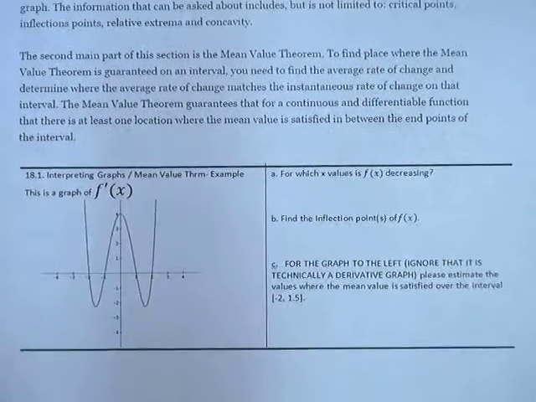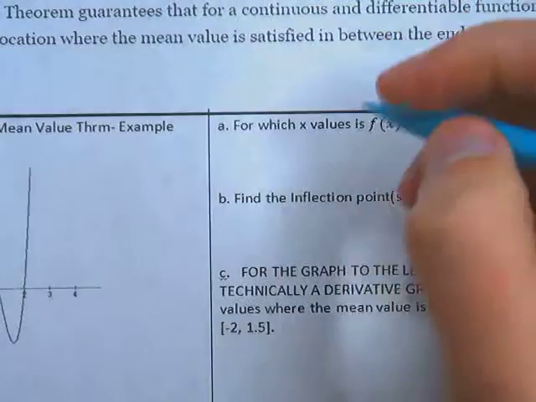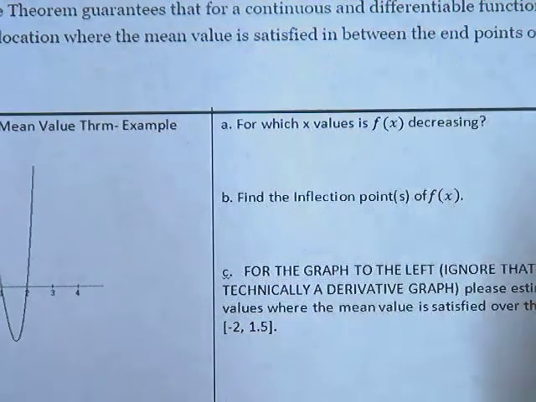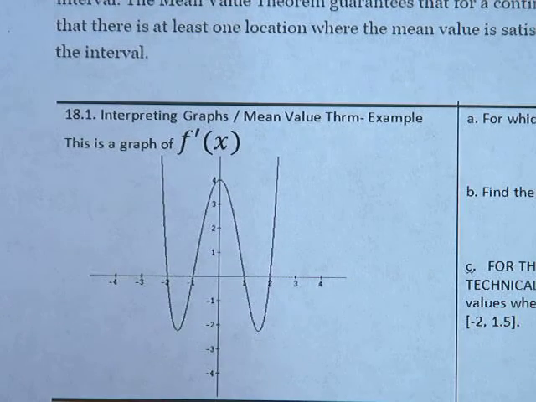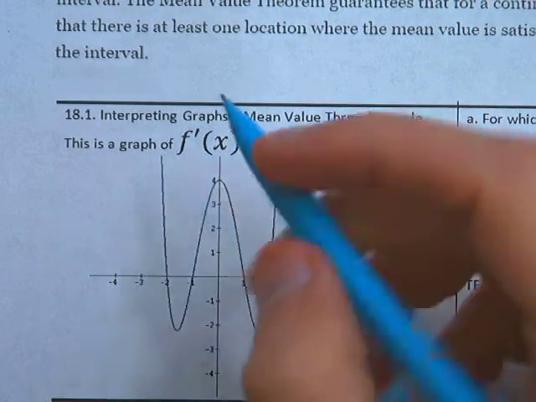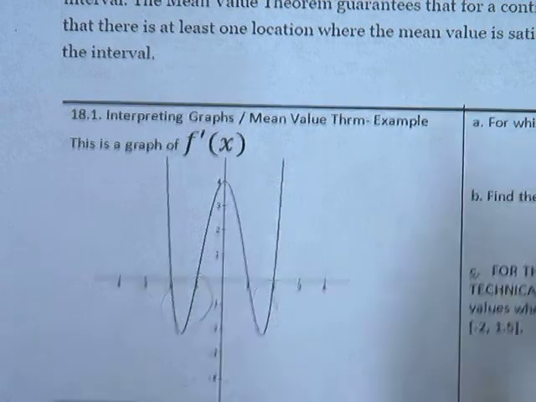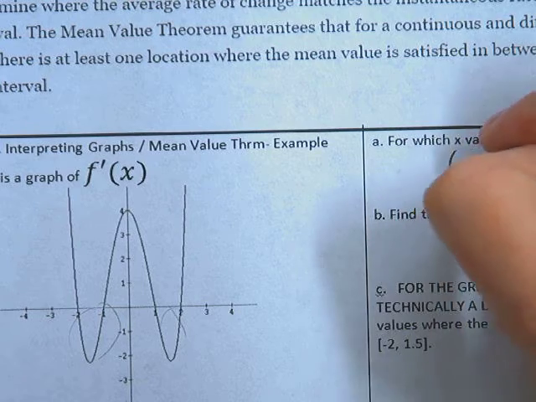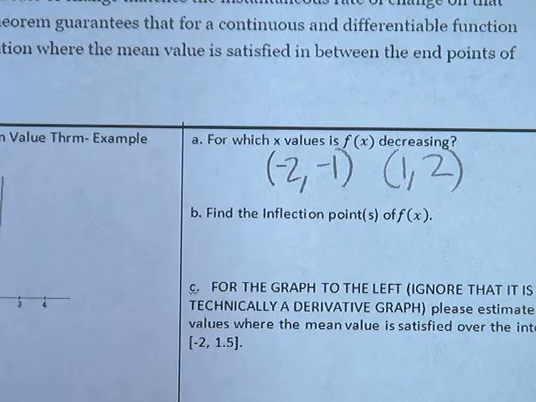Okay, so down to our example problem. Let's just jump straight in, and we'll just talk about where everything I'd asked for exists on here. Alright, first of all, let's answer the questions. For which values is f of x decreasing? Well, this is a graph of the derivative. So where the derivative is negative, like here and here, our original graph is decreasing. So all I have to do is say between -2 and -1, and between 1 and 2. And that would be the answer to that question.